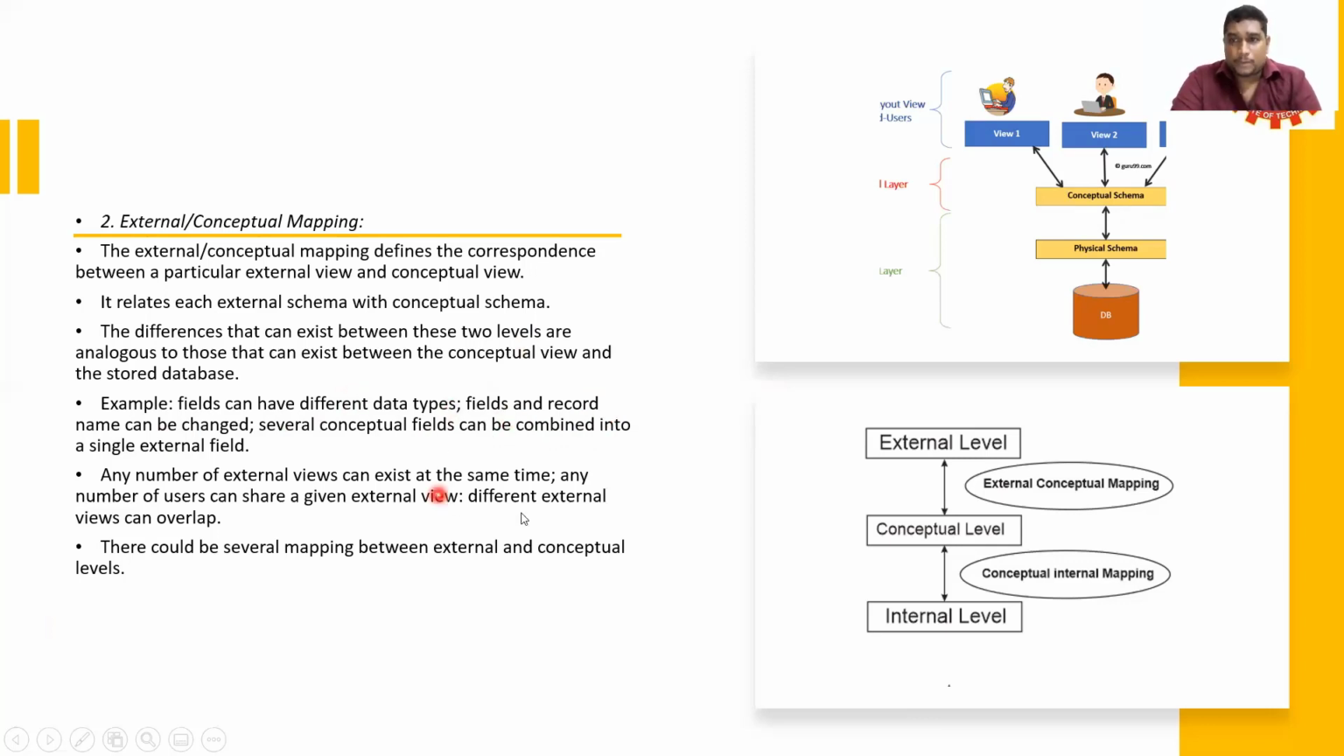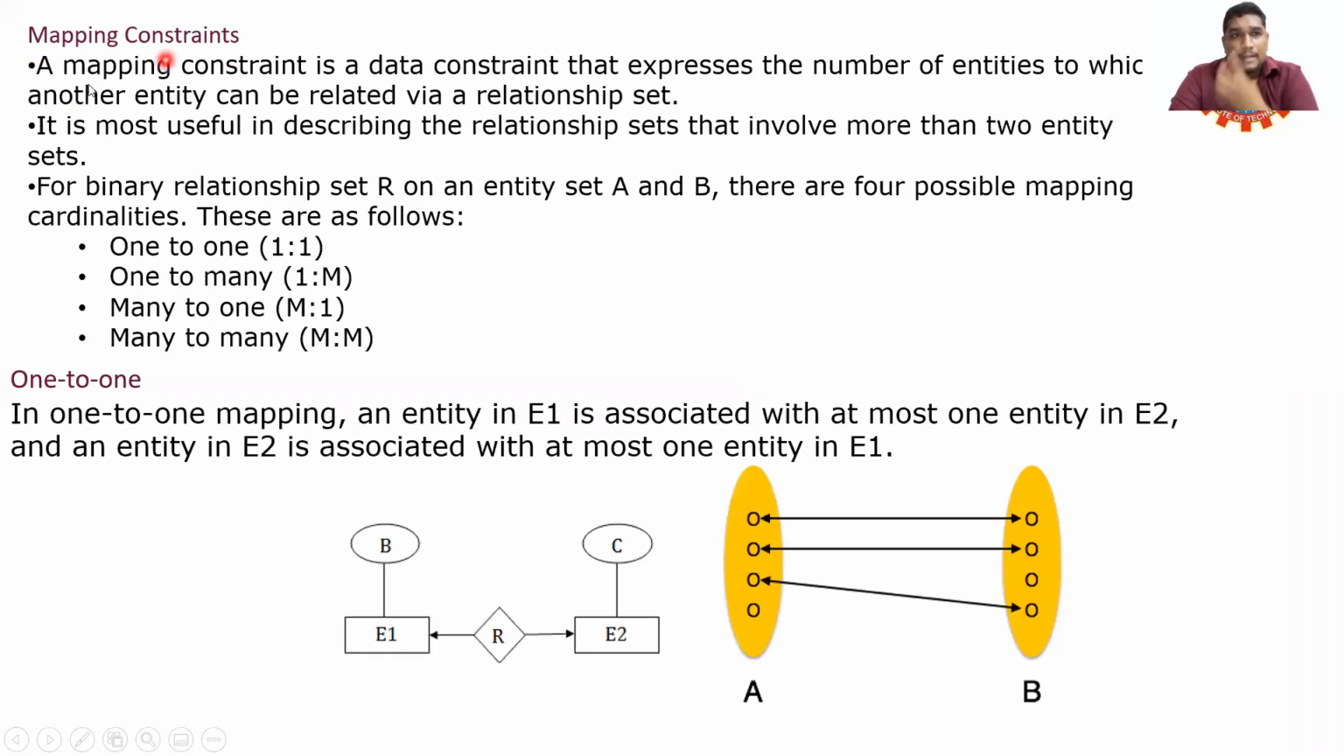But in some textbooks, the mapping can be done with constraints. The mapping constraint expresses how many entities, and we already discussed entities, can be related to another entity via a relationship. This is called an entity, and this is the relationship. One entity is participating with another entity, and that participation is called a relation. It is most useful in describing relation sets that involve more than two entities. So here we have only two entities, which is called a binary relationship.